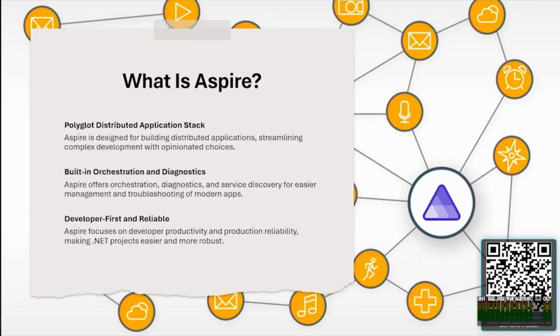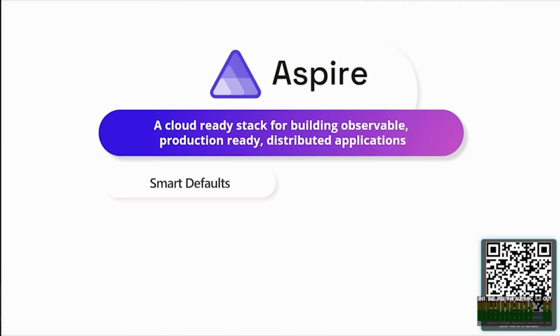And we want to make sure that Aspire is developer first and reliable. We're going to make sure that you are productive, that we get out of your way and light up features that you need. You don't even know you need it yet, but you need it. We're going to light them up from the get-go and make your projects easier to build and more robust. And Aspire does this through 6 tenets.